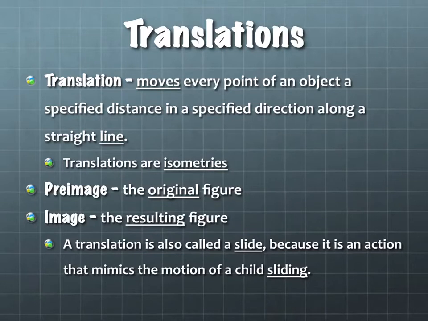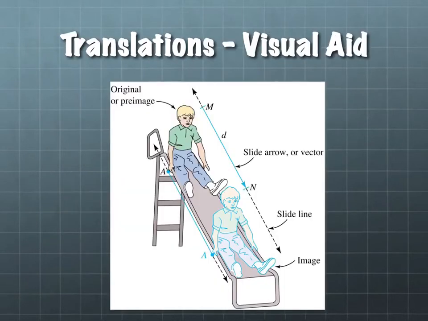Another vocab sort of definitional thing to note is that a translation is also called a slide because it is an action that mimics the motion of a child sliding. And of course, this is your picture that you have in your notes, right? He's shifted where he is. He's slid. He's moved down the slide, moved forward, if you will, towards us and down in his transformation. But he's the same size and shape he always was. He didn't change, right? He didn't grow up while he slid on the slide, not really. So that's preserving his size. That's what that preserving distance is talking about in this context.